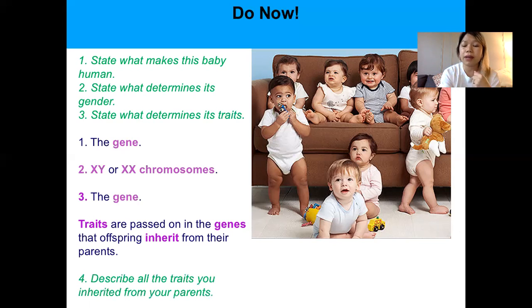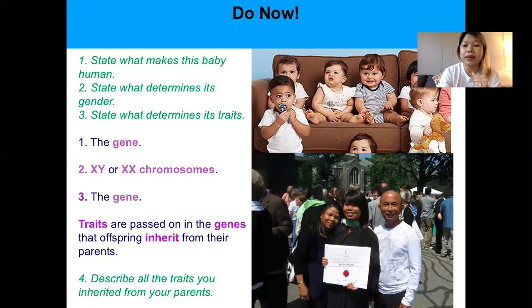So if you look at a picture of me and my parents, you can see very clearly that my height is a result of my parents, right? Both of them are quite small. They have the genes for shortness, for height, and they've given it to me. So I want you to think about and describe all the traits that you inherited from your parents.